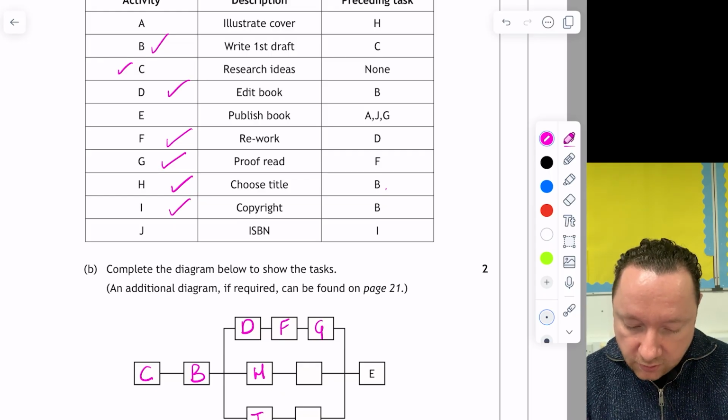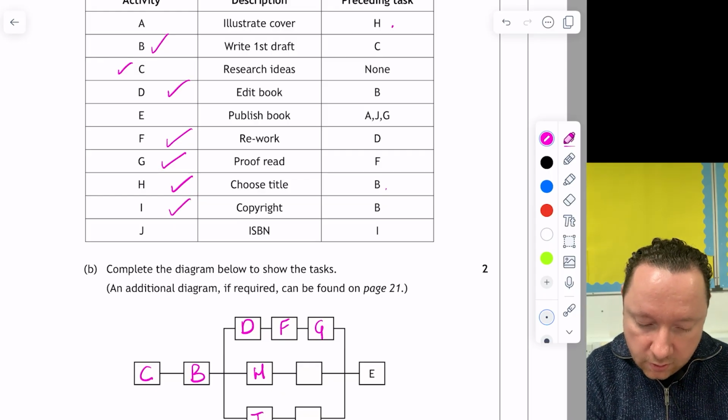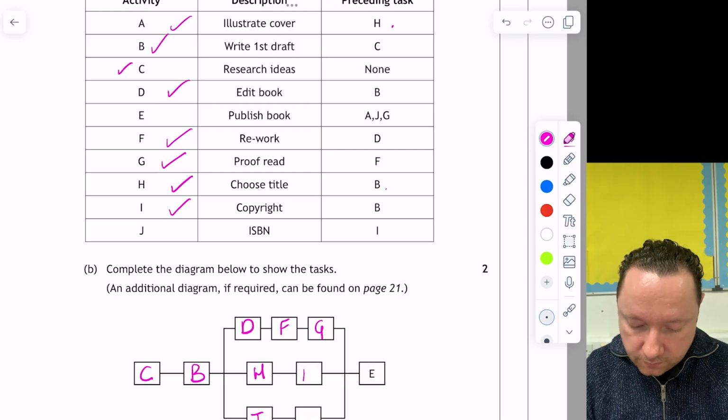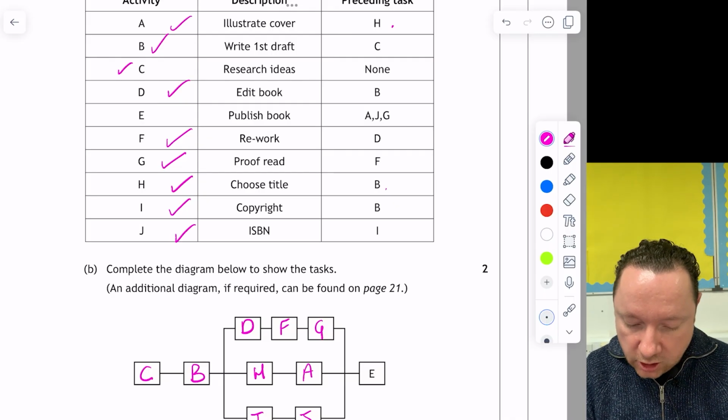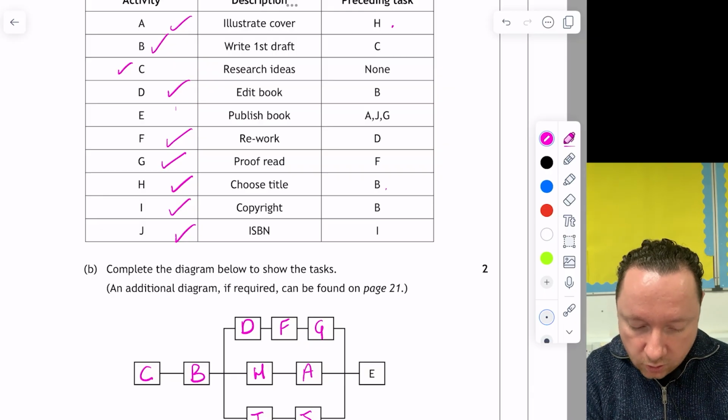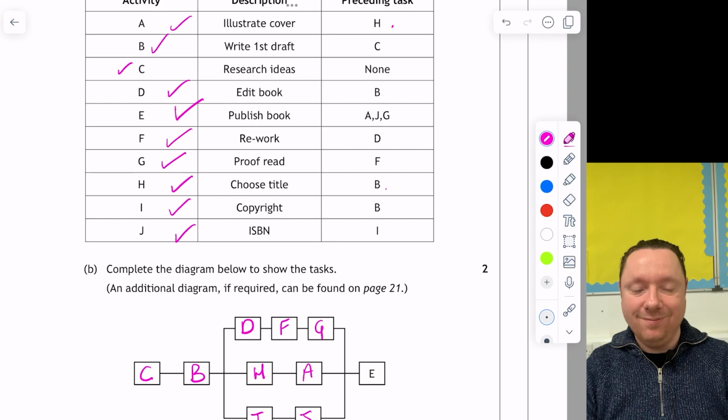And then check what's after H. Well, there's H way up here, which is A. And then after I is J. And then just double check, A, J and G lead to E. So I've done the full chart and I'm done there.